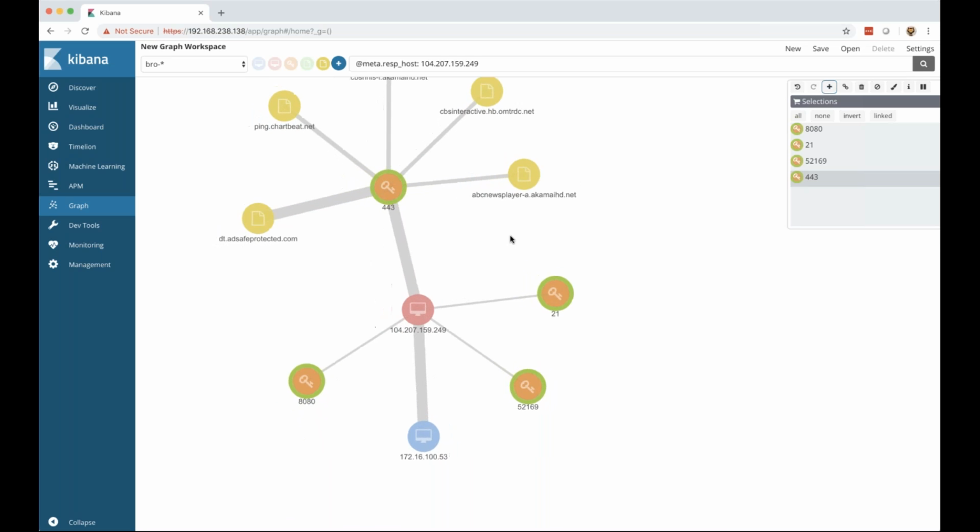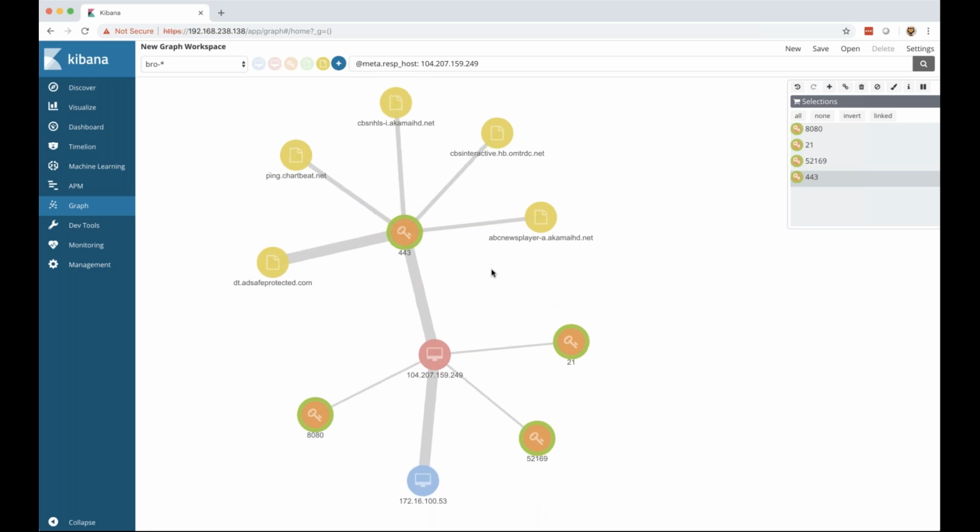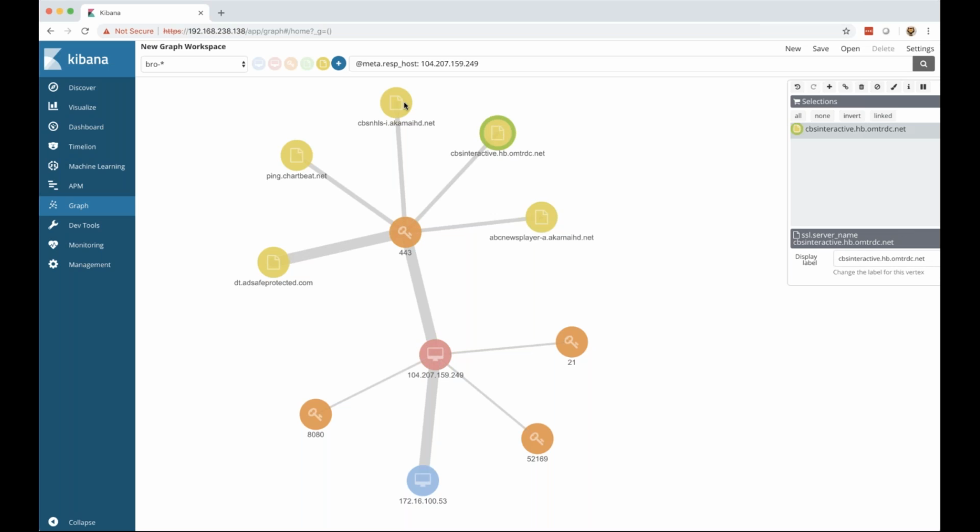And so here's where it trips up a lot of people. They think, oh, well, all these websites just showed up on 443, and so that must mean that I can go from the 104 to the 443, and then he's associated with all of these. That's not actually how it works. You can only connect dots that are directly connected by a line.